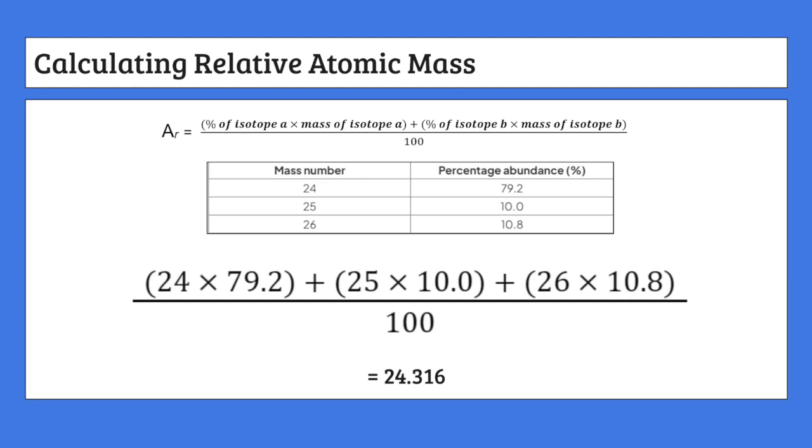Keep in mind that for the percentage abundance, you just have to multiply it as it is. You don't need to do anything to the percentage. Now, you just do that all over 100, and we get our relative atomic mass of 24.316. As you can see, it's very simple. We just have to plug into that initial formula, and as long as we know that formula, we're able to calculate relative atomic mass with ease.